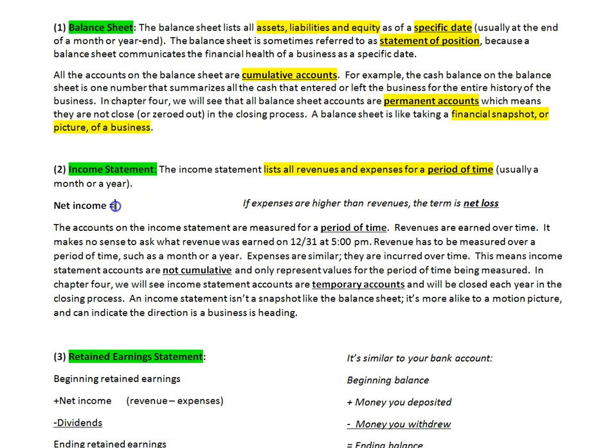Let's go and define what net income is for us. Revenue minus expenses equals net income. It says here if the expenses are higher, then the term is called net loss. But in general, I think of this as the formula: net income equals revenue minus expenses. Again, they're measured for a period of time. Revenues have to be earned over time. It makes no sense to ask what it is at a specific point in time. You have to measure it over a period of time.